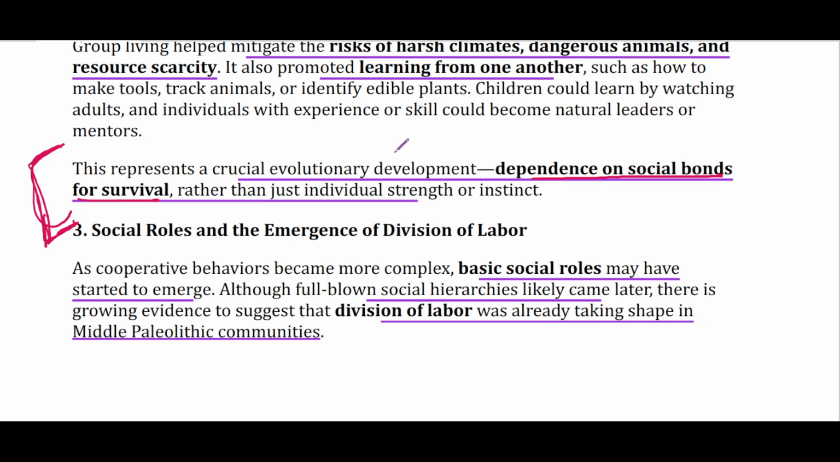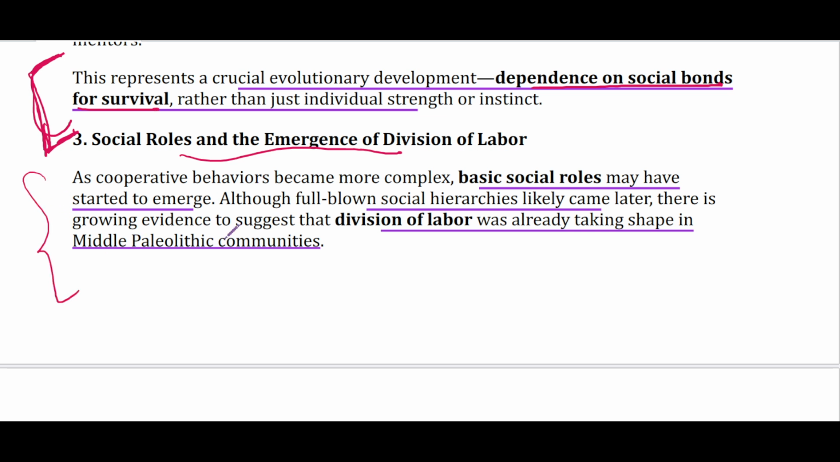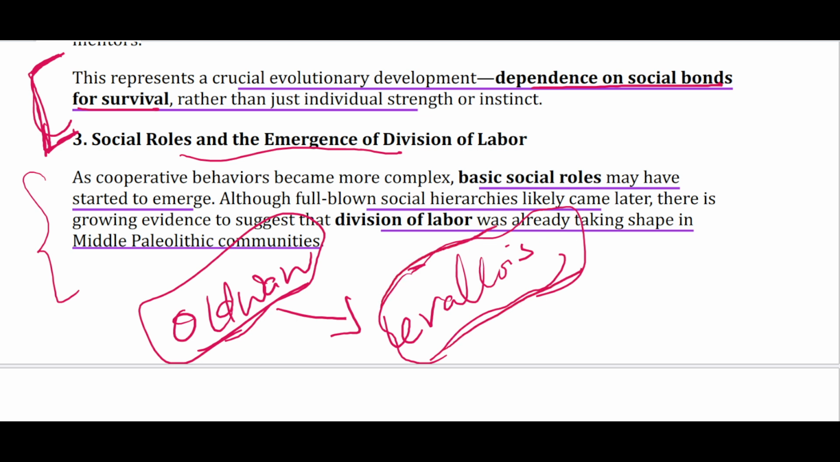And now, the third thing: the social role and the emergence of division of labor. When society becomes complex, behavior also becomes complex. When we started moving from the older one to the Levallois technique, the one thing that changed was the specialization, or complexity, of function. Older tools were simple, just strike a core with a hammerstone. The Levallois needed strategic planning and many more features.